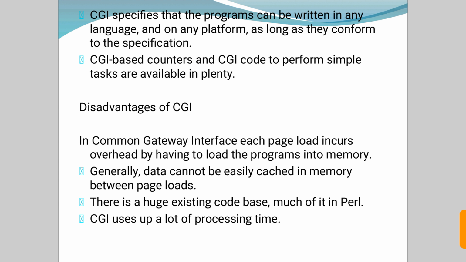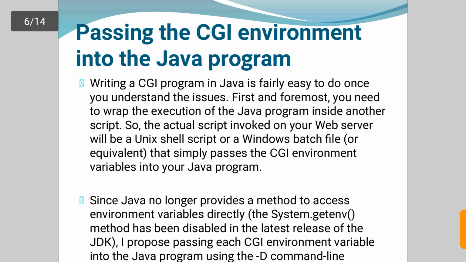Disadvantages of CGI. In the common gateway interface, each page load incurs overhead by having to load the programs into memory, and generally data cannot be easily cached in memory between page loads. There is a huge existing code base, much of it in Perl, and CGI uses up a lot of processing time.